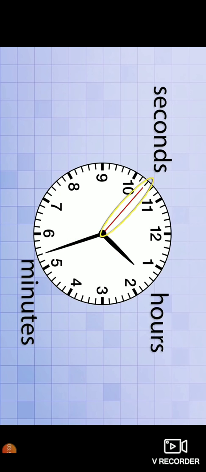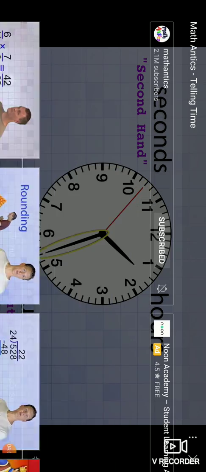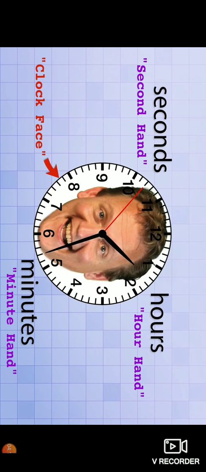This thin red pointer is called the second hand because it helps us keep track of seconds. This thicker black pointer is called the minute hand because it helps us keep track of minutes. And this shorter black pointer is called the hour hand because it helps us keep track of hours. Oh, and the circle itself is often referred to as the clock face.